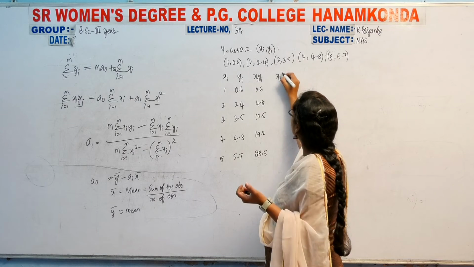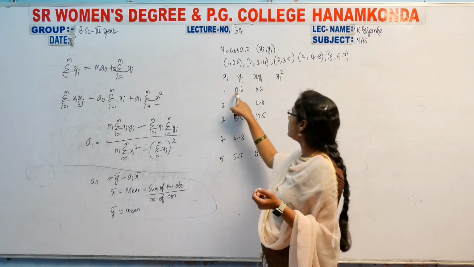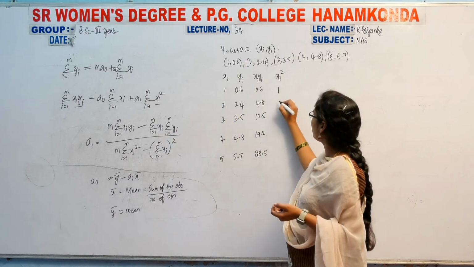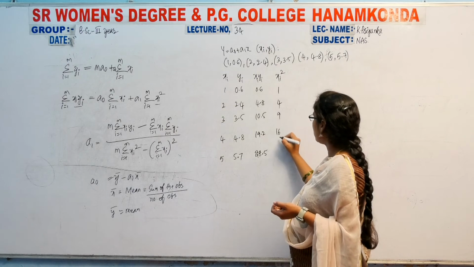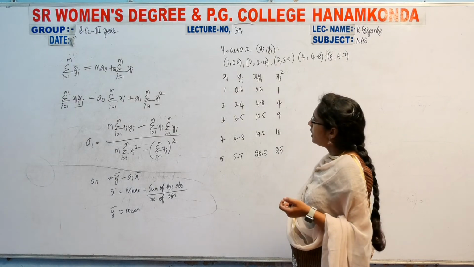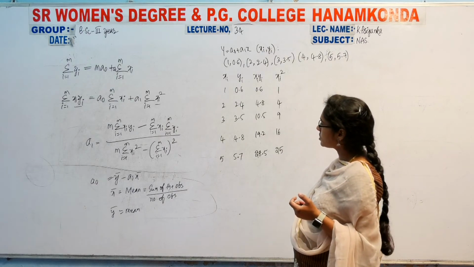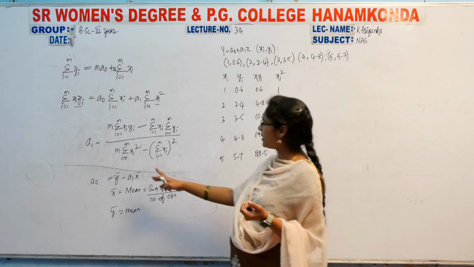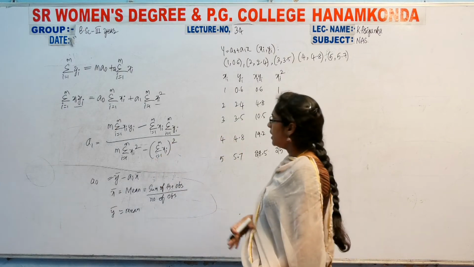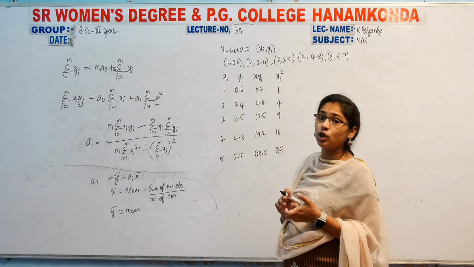Next, xi square, this one, that means whole square. 1, 2 square, 4, 9, 16, 25. Next value, of course, we now have all the values. Next, what they asked is to find the correlation.